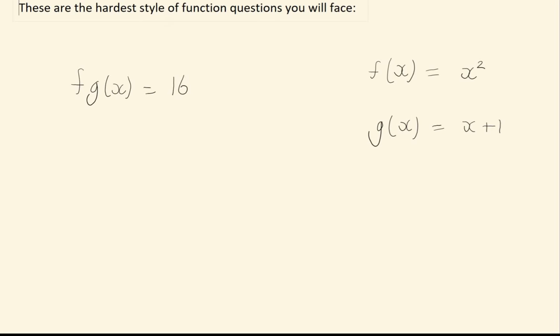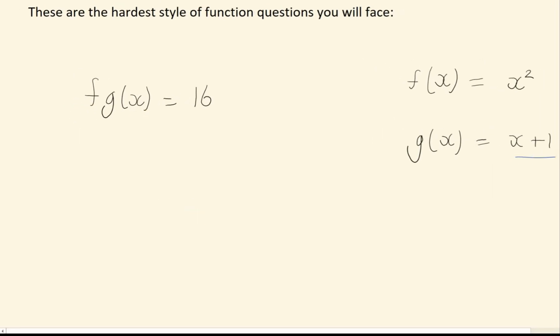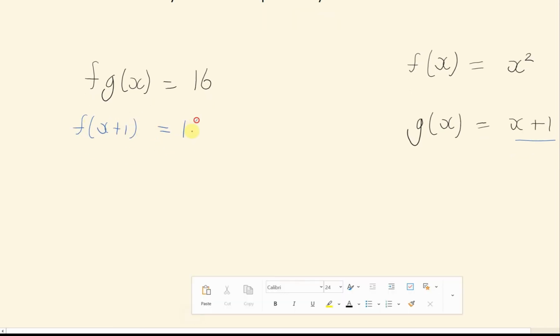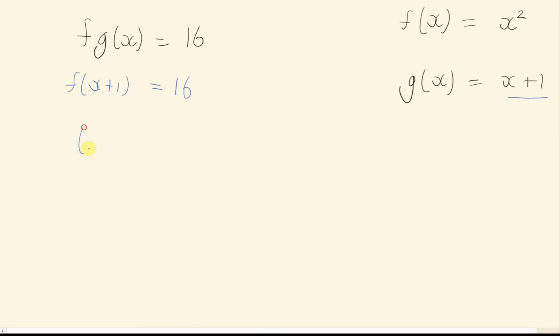Okay, let's move on. Slightly harder. This time we've got a function with a quadratic. That's going to change a few things. As a basic rule of thumb, whenever you've got a quadratic, you're going to expect somewhere to get 2 solutions coming out. Okay, let's go through it the same way. First things first, we're going to get an overall function. So g of x is just x plus 1. So this is now f of x plus 1 equals 16. The function f just squares x. So in this case, we're going to square x plus 1.